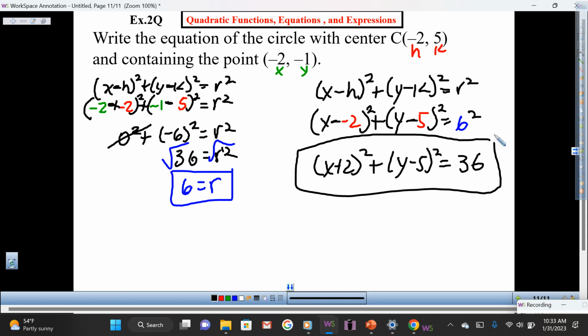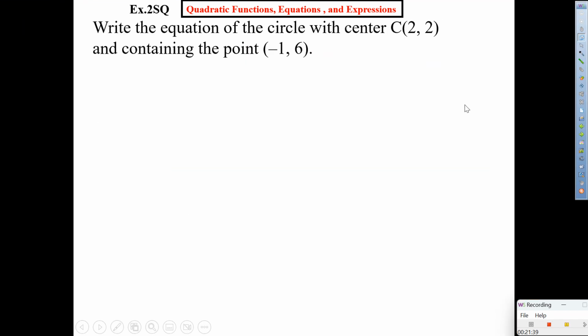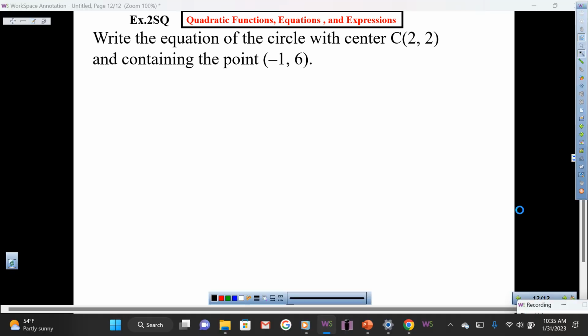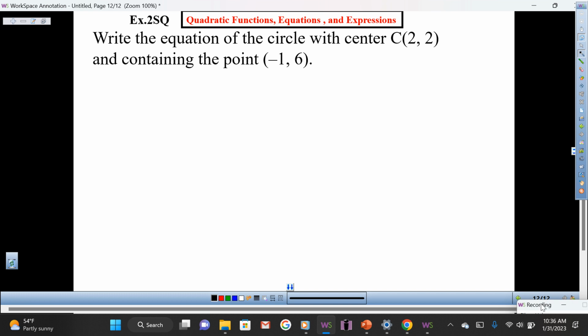All right. So now that we did two of them, let's do one more just to make sure we solidify this, and you're going to be able to do this one completely by yourself, and then you're going to turn that in at the end. I'll send you the screen in a little bit. So here we go. Example 2: center (2, 2), containing the point (-1, 6). All right, copy that. I'll give you some time. Go.